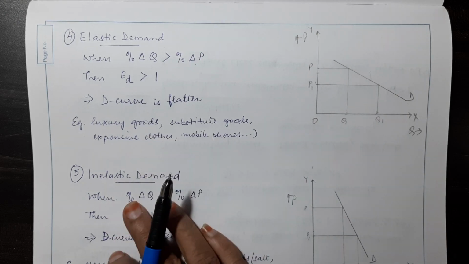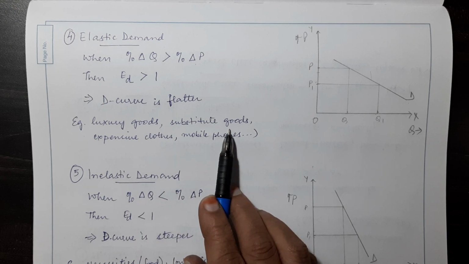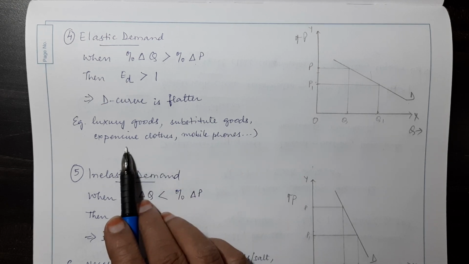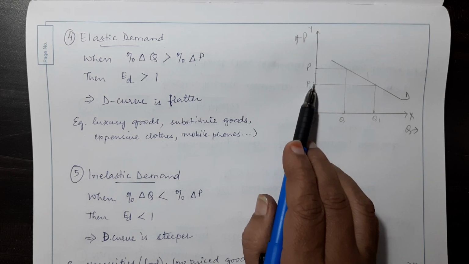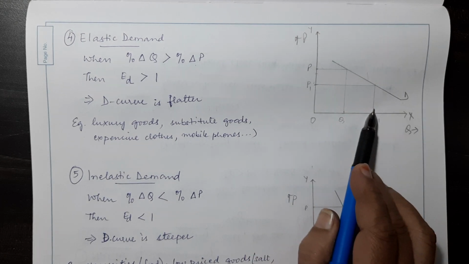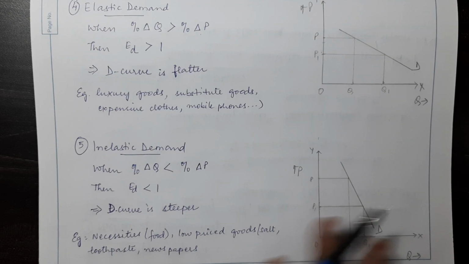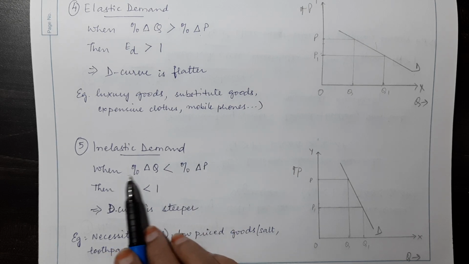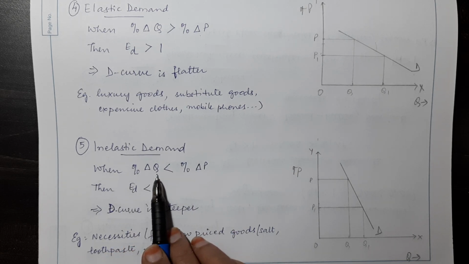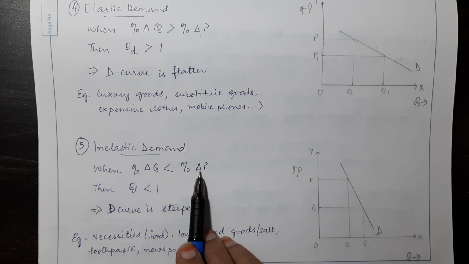So when can we see this? We can see this for goods like luxury goods, substitute goods, expensive clothes, mobile phones, etc. So a slight fall in price would immediately increase their demand, isn't it? Now, inelastic demand is the fifth degree, when percentage change in quantity demanded is less than the percentage change in price.